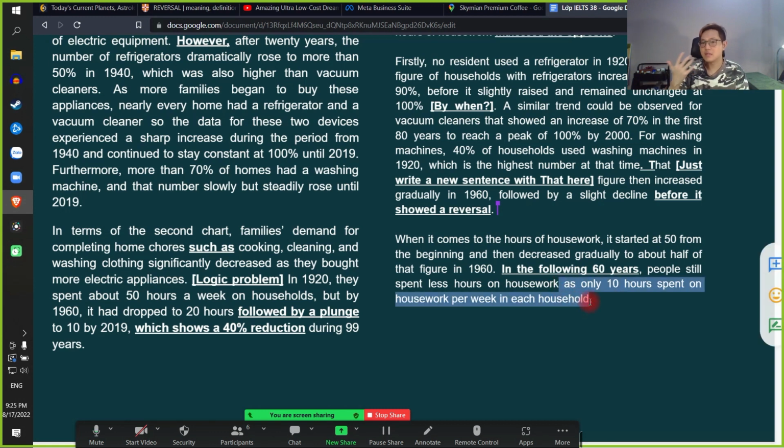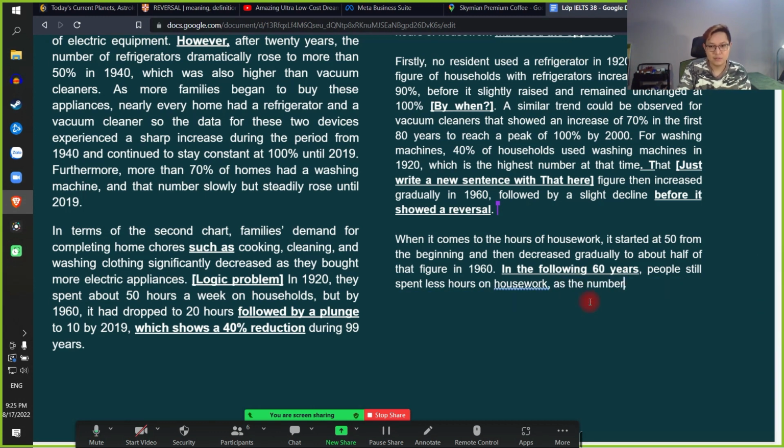As the number dropped to only 10 hours. Oh, you don't need to mention hours again because you have hours here. Cái chỗ này nó không cần lặp lại chữ hours nữa, tại cái chỗ này có hours nè. Khi con người ta vẫn dành ít giờ hơn cho việc nhà phẩy khi mà con số nó rơi xuống đúng chỉ có 10 mà thôi. As the number dropped to only 10.